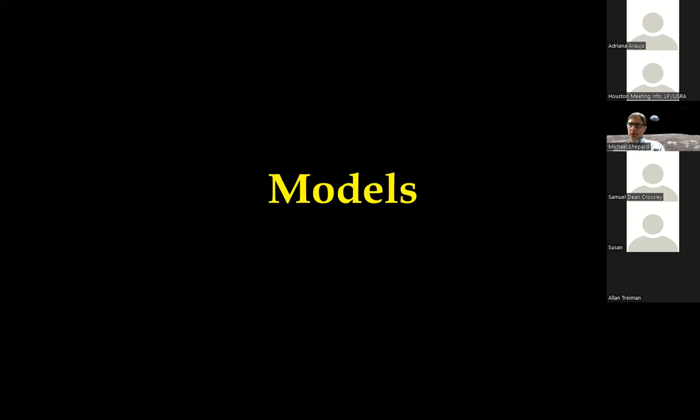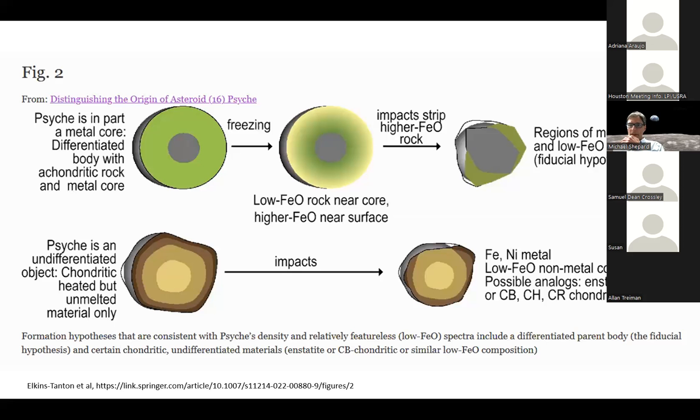So very briefly, I'm just going to show you some of the models that have been proposed for the M's. This is from a recent paper Lindy Elkins-Tanton published, Distinguishing the Origin of Asteroid 16 Psyche. Very good paper. A lot of interesting stuff in there. And what you're seeing at the top is what they're calling the fiducial hypothesis, I guess, zero order. This is what they're going in expecting.